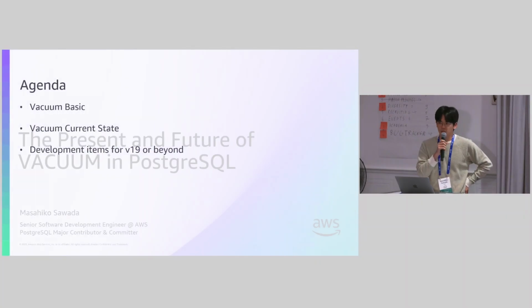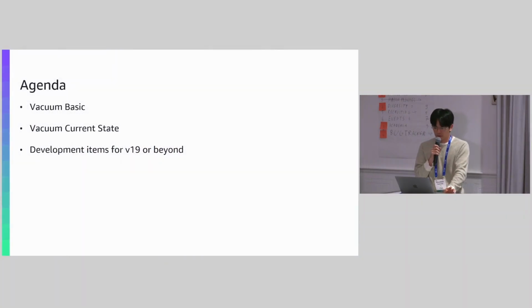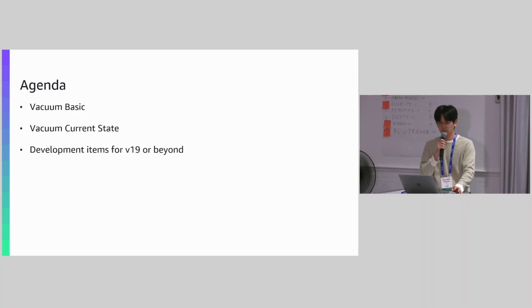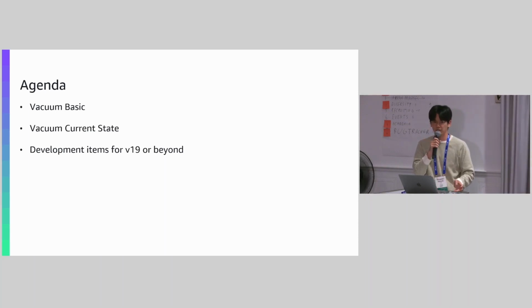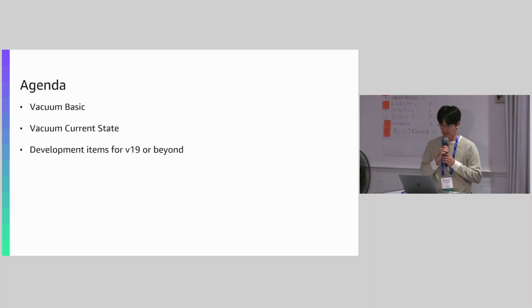For the agenda, I'm going to cover some vacuum basics in the first part of this talk so that we can be on the same page. I'd also like to explain the current vacuum status, describing the vacuum-related features that are currently available in PostgreSQL. In the latter half, I'd like to introduce some interesting and promising vacuum features that are being discussed in the Postgres community.